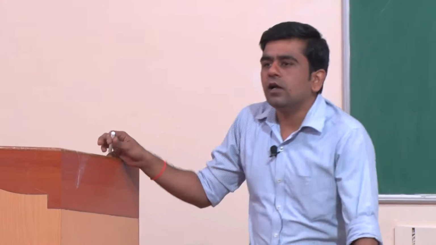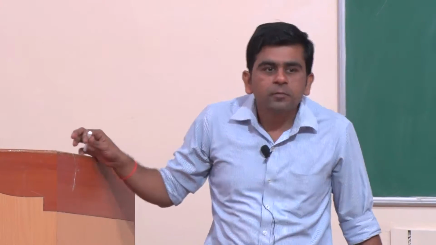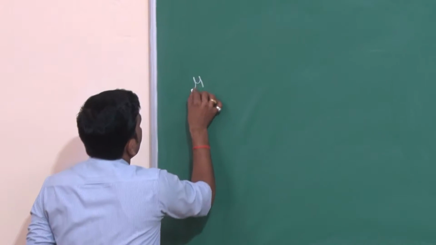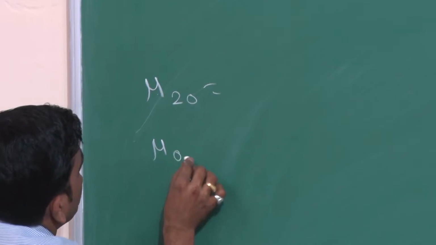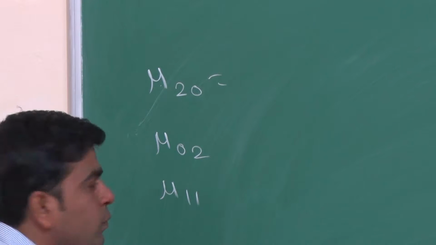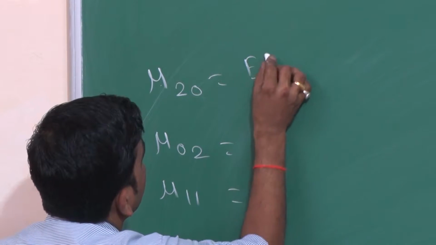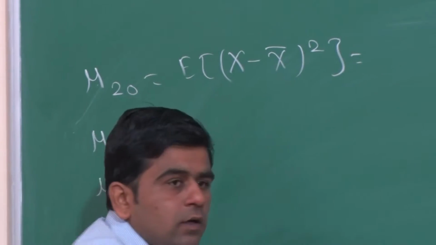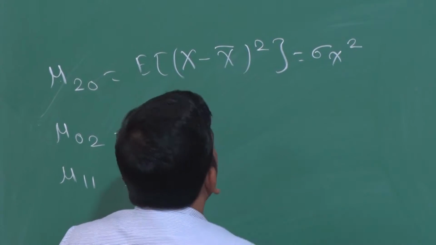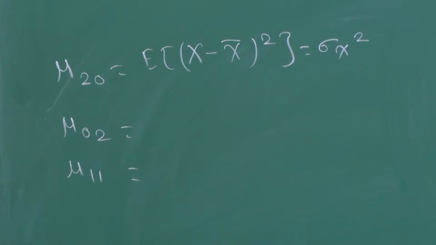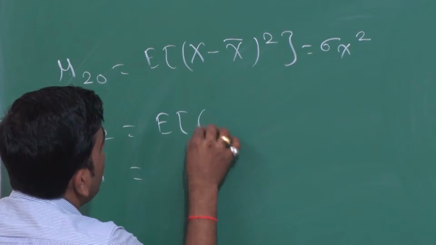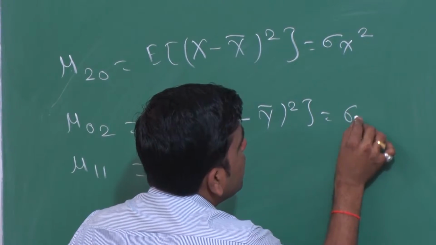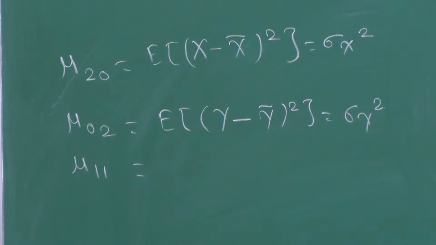Then we have to see the moments of two random variables about the mean. In that case, we have to see the second order moments, indicated by mu 20, mu 02 and mu 11. Here mu 20 is nothing but the expected value of (X minus X bar) squared. This is nothing but the variance of random variable X. Similarly, mu 02 is the expected value of (Y minus its mean Y bar) squared, which is equal to sigma Y squared. That is the variance for the second random variable Y.